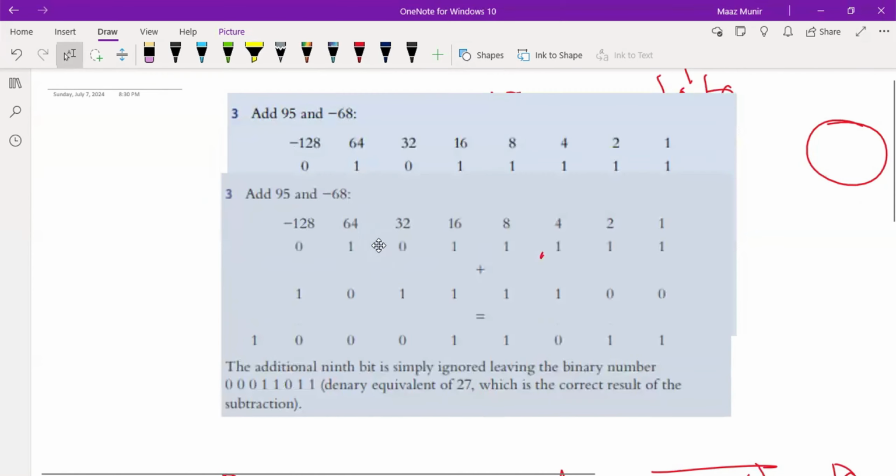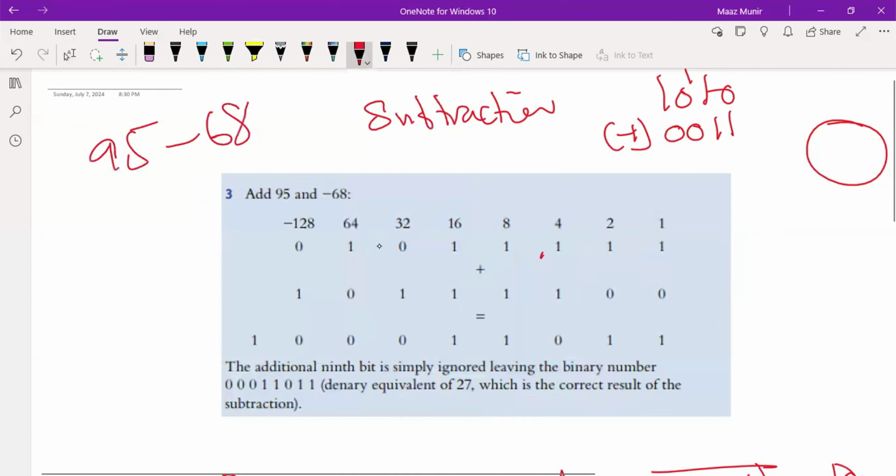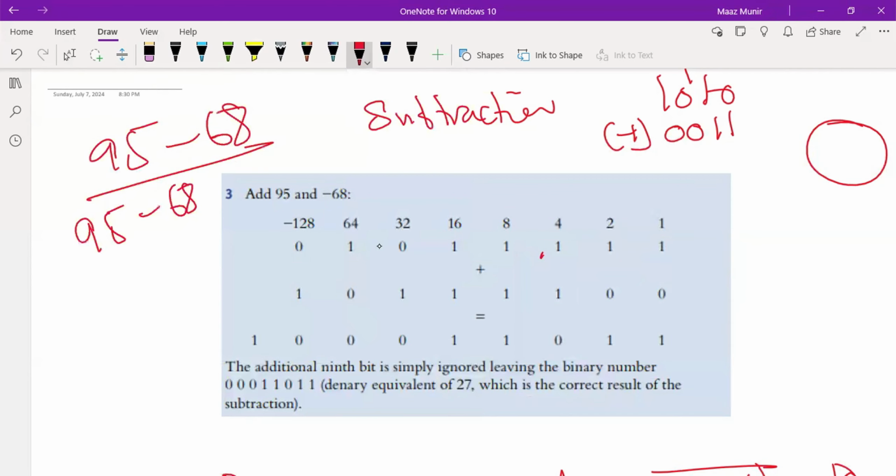Okay. So if we wanted to subtract 95 minus 68, this would be similar to adding 95 and -68. This is the main logic which I was talking to you all about previously. Now we have 95 and then we have -68.